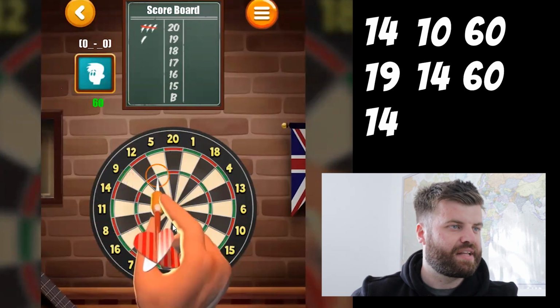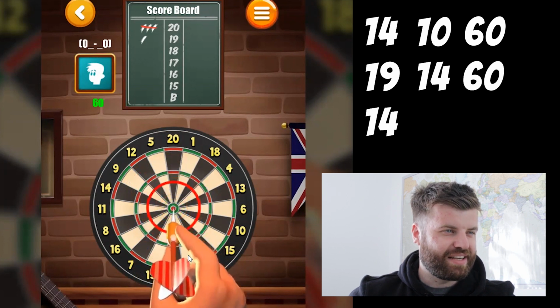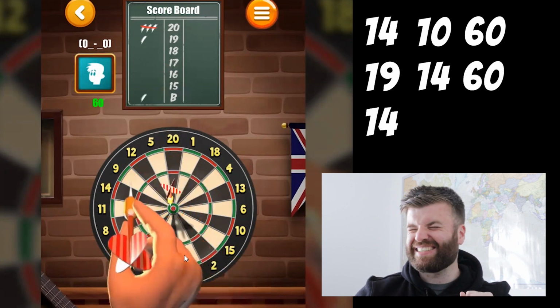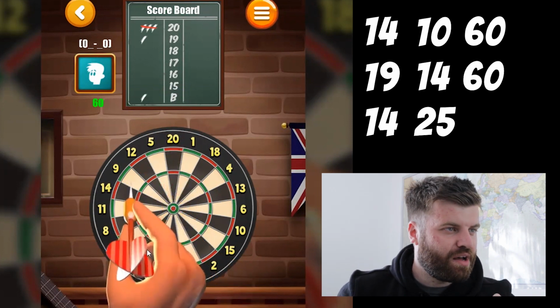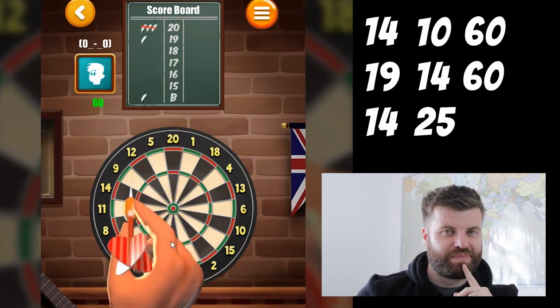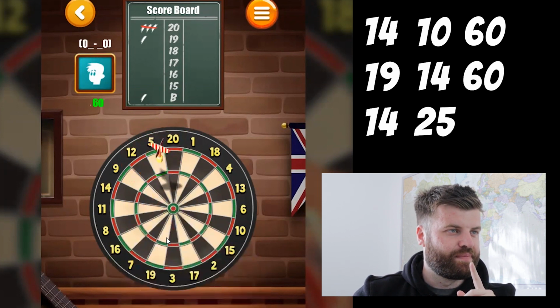Three numbers left. Shall I go for the bullseye, Hayden? Do it. Okay, let's have a look. Let's see. Ready? Oh, 25. Just on the outside. Okay, two numbers left. Hayden, give me a number to aim for. Five. Okay, easy peasy. Not missing this one. Five.